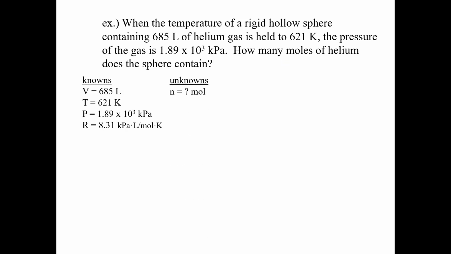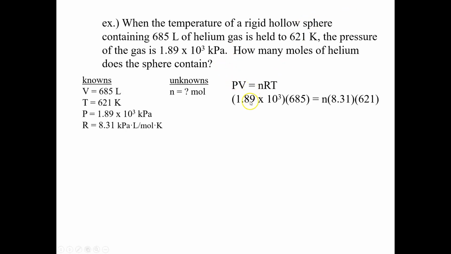So what we're trying to solve for is the number of moles, that's N. So write out our equation, PV equals nRT, and then start substituting in your numbers. What's P? What's V? What's R? What's T? Let's fill in what we know.